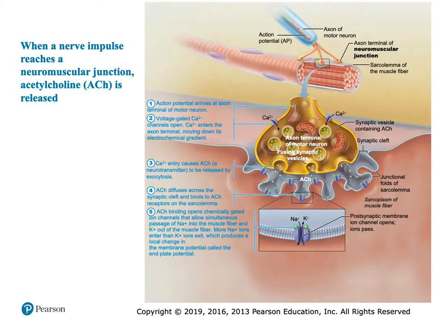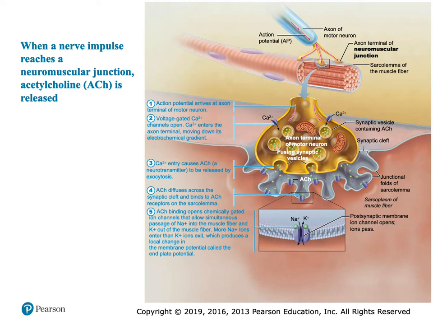All right. So what happens then? You get all of this sodium coming in. You're changing this charge of negative 70 towards zero. If it is enough of a zap, if it hits a certain number, that electrical signal is going to continue down the inside of that sarcolemma like dominoes.